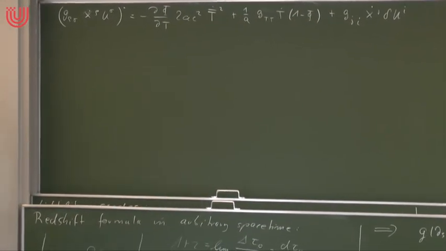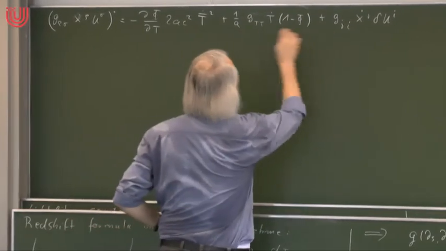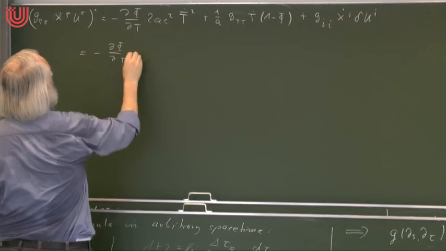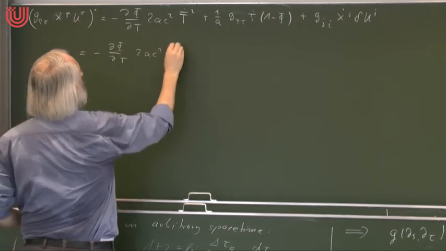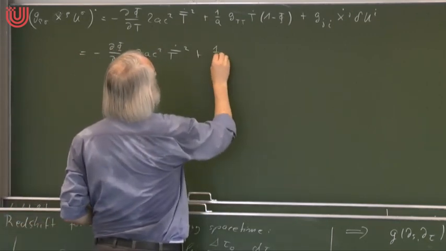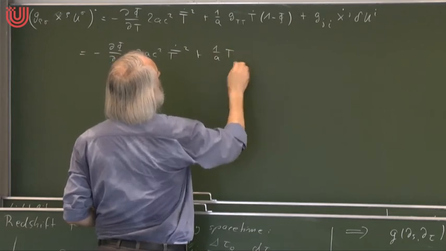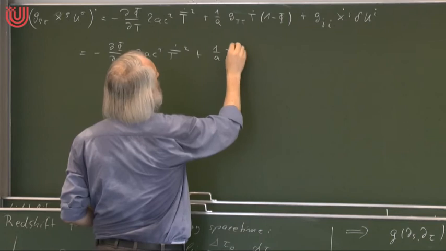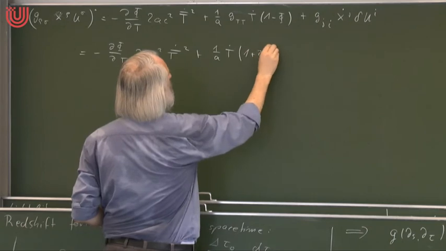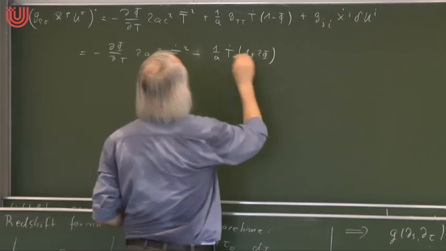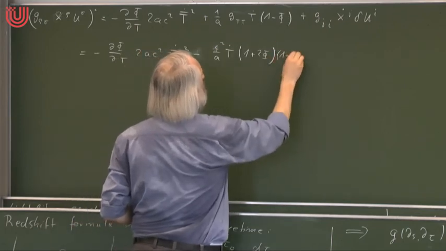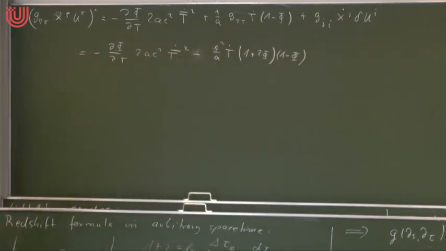Yeah, that's more or less. I can write explicitly the metric coefficients. Then we are done. Minus d phi by dt, 2ac squared dot plus 1 over a t. Well, let me write this as this t dot, and gtt is 1 plus 2 phi with a minus sign, c squared, and this 1 minus phi. Okay, that's a middle term.